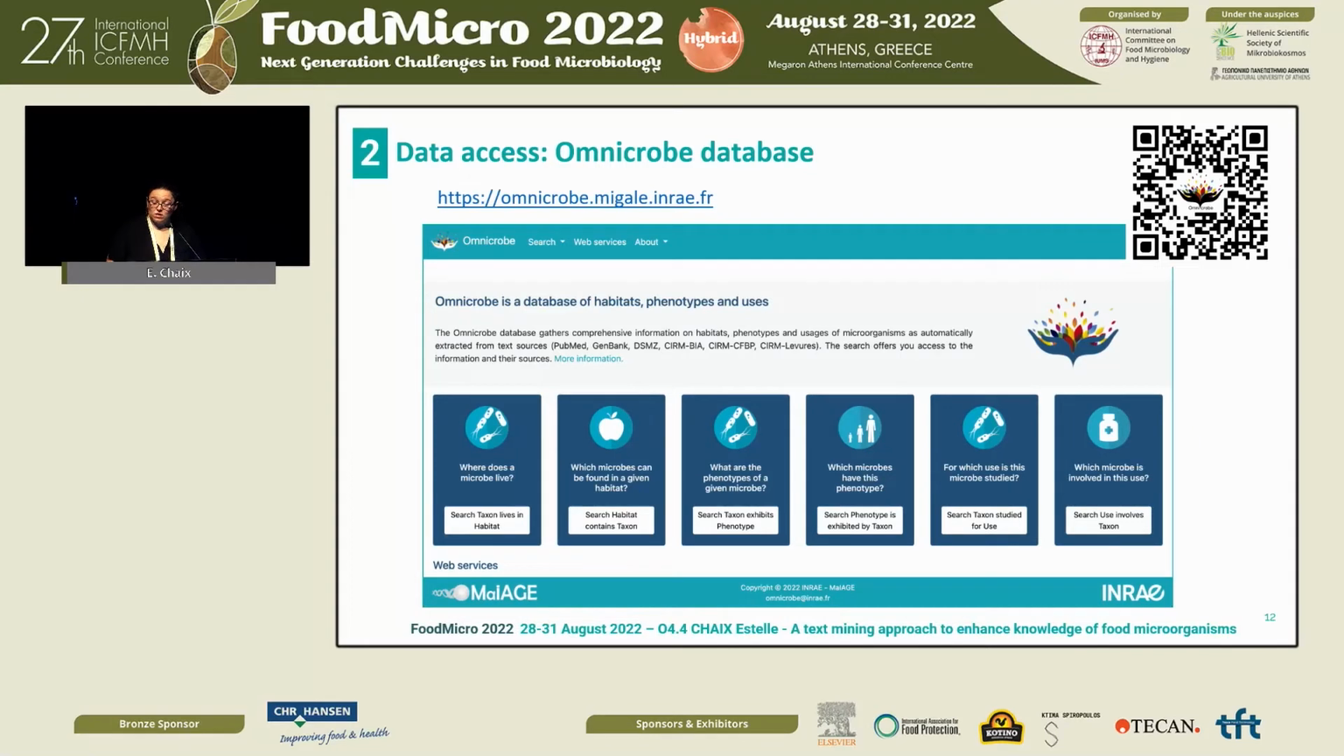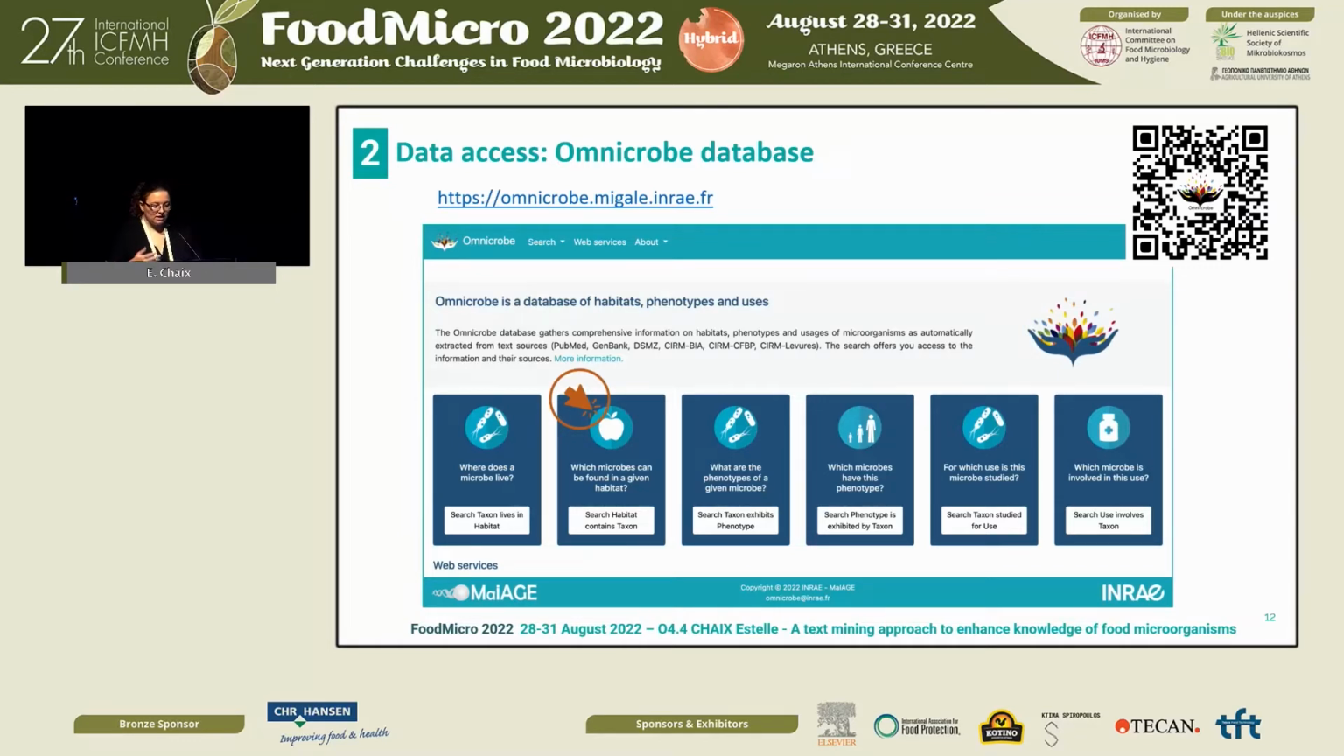The second access to the data extracted by text mining is the Omnicrob database, as you can see here, the URL or the QR code. The main page proposes different ways to query this database. So I can search where my microbe lives, or if my food, for example, has a specific microbe already found in the literature, and so on. So I propose today just to follow this way.